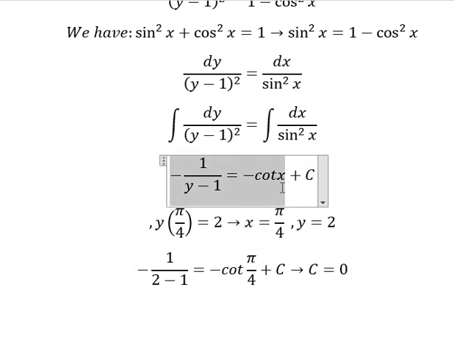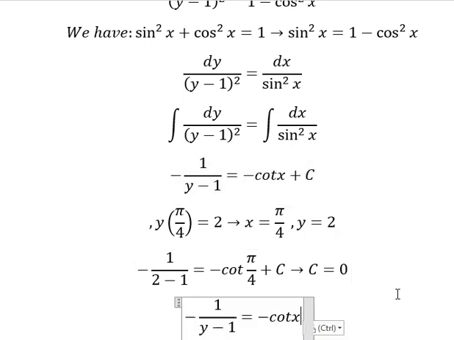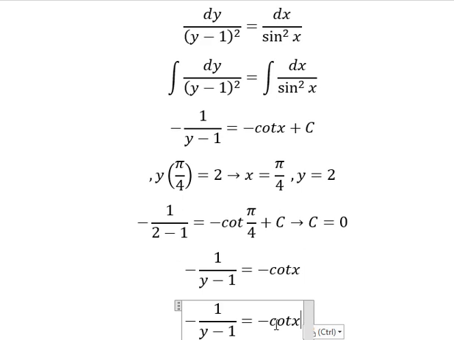So we can put like this. We simplify the negatives. And this is the final answer.